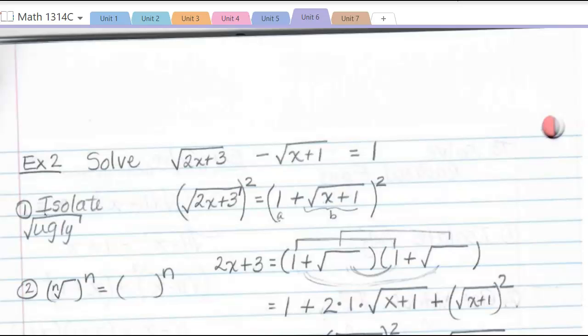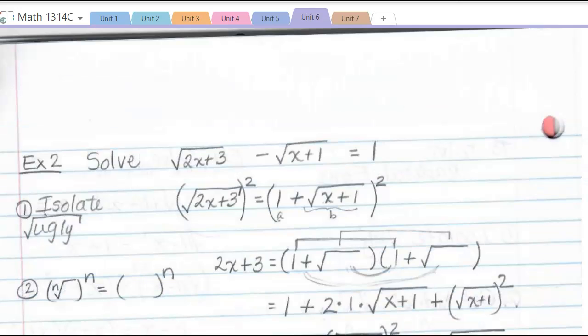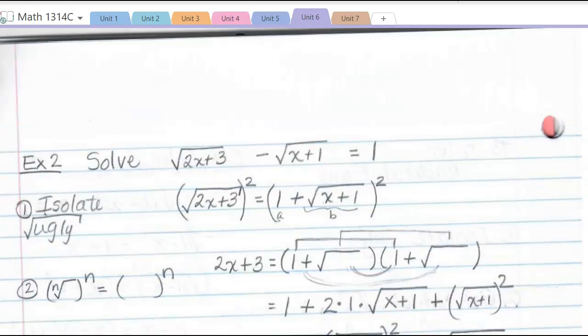So we're still going to do the same steps that we did in page 1. The first thing that we needed to do was to isolate our radical. And now notice in our problem, we actually have two radicals. So which one should we isolate? When we came back up here, we actually have the word ugly in here. So you want to isolate the ugliest radical, whichever one that may be. If both of them may be equally ugly, then just pick one.